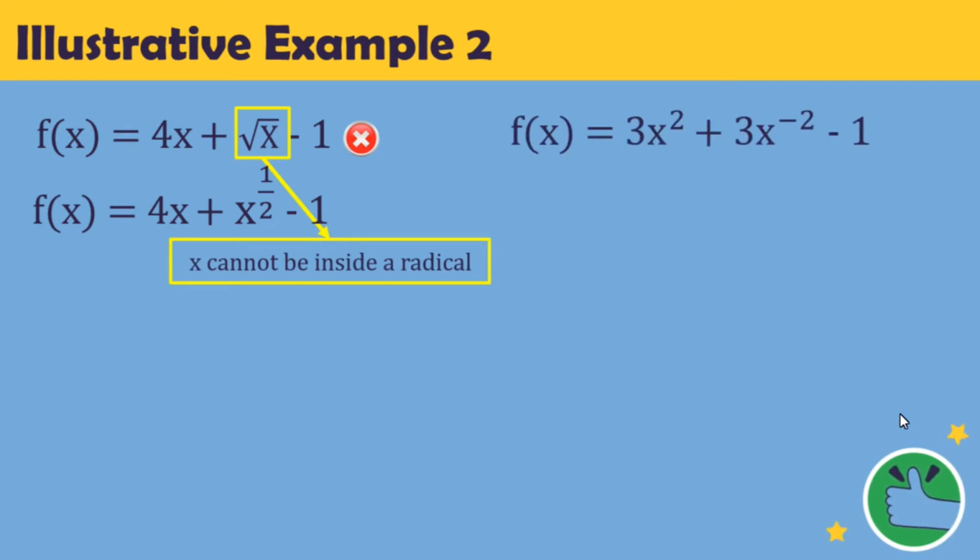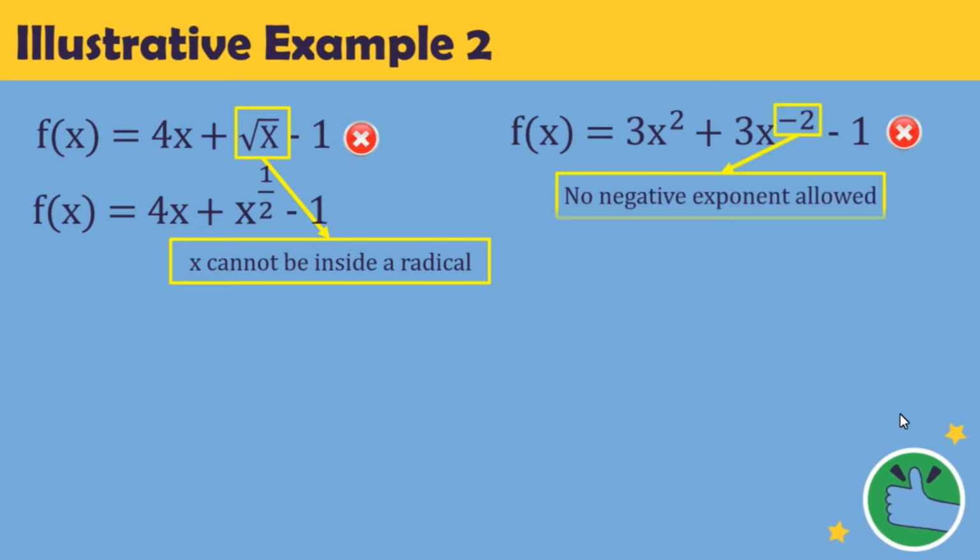Next, f of x is equal to 3x squared plus 3x raised to negative 2 minus 1. Do you think this is an example of a polynomial function or not? You are correct. This is not an example of a polynomial function. Why? Because no negative exponents are allowed in a polynomial function.